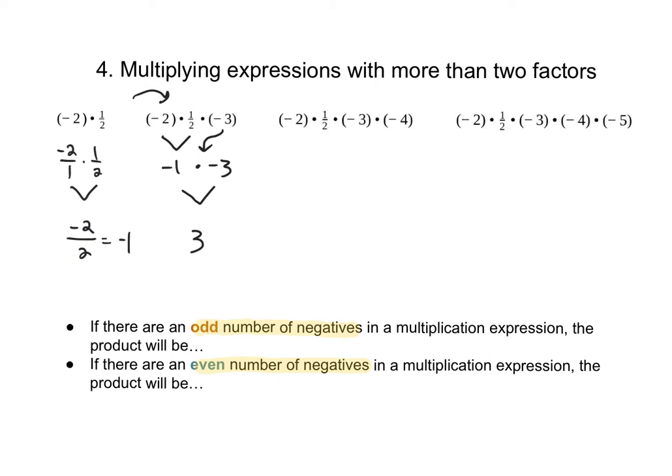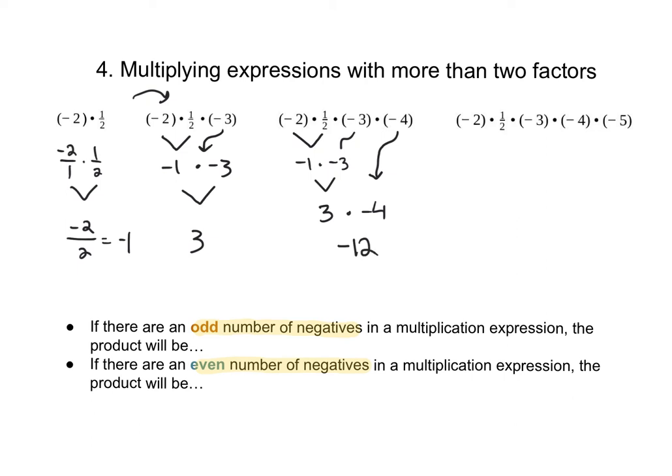Okay, so let's include another factor now. Well, I now know that negative 2 times 1/2 is negative 1. I dropped down that negative 3 already, and I know that that is positive 3. So now I can just drop down that last factor, times negative 4. 3 times negative 4 is going to be negative 12.